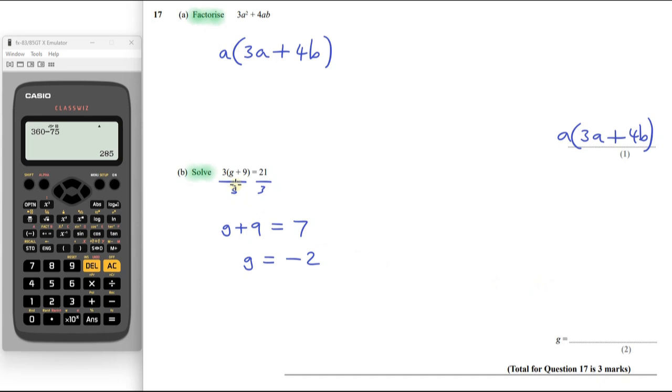So again, let's expand the brackets just to show you that you would get the same answer. If you expand the brackets, you would get 3g plus 27 is equal to 21. Then if you subtract 27 from both sides, you're left with 3g is equal to -6. Then divide both sides by 3, you get g is equal to -2. So, hey presto, with both methods you get -2 as your answer.